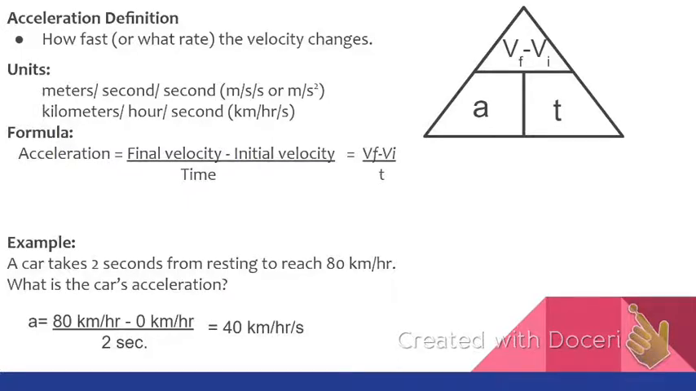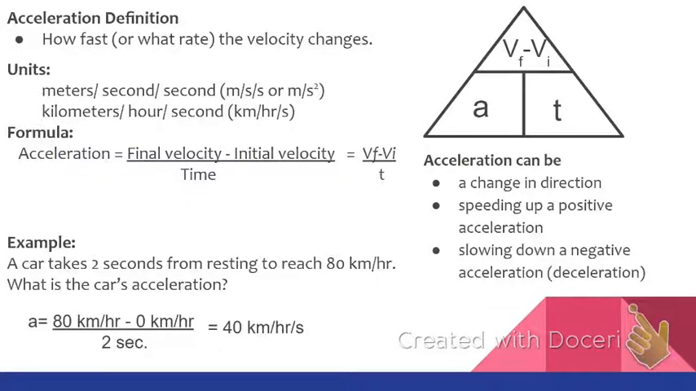If not, certainly ask some questions there. So acceleration can be a change in direction, or a speeding up, which is a positive acceleration. So you can have a positive number here at the end. You can also have a negative number here at the end. It depends on how your velocities line up. Slowing down can be a negative acceleration, and you might also see that called a deceleration.